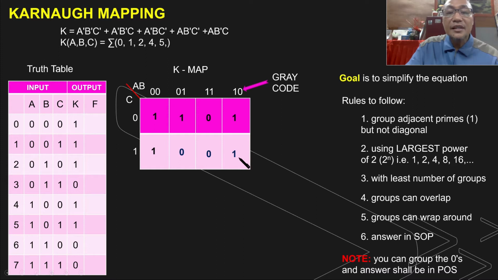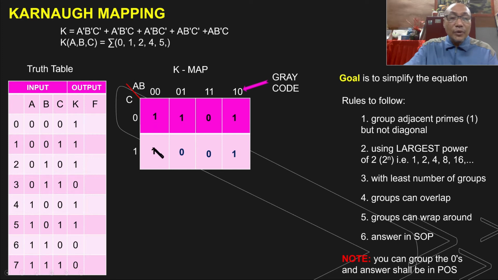This is that cell. Let's now try to apply our rules in grouping the ones, or what you call the primes, in our K-map. As said in our rule, group only adjacent primes. So where are the adjacent primes? These are adjacent primes, and this one are also adjacent primes.